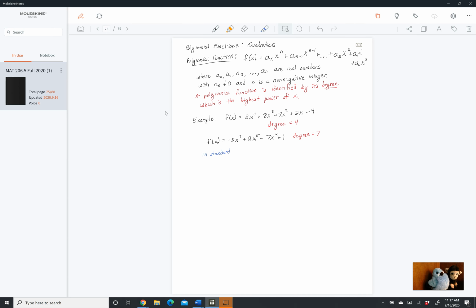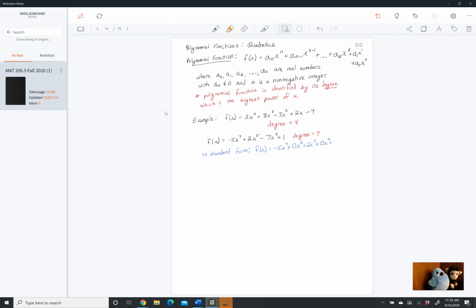So in standard form, what we would do is we would put in placeholders. So it would become negative 5x to the 7th, and because there is no x to the 6th, we put in a 0 as the coefficient. So 0x to the 6th, and you can either add that or you could subtract it because it's 0, so it makes no difference. Then we have our plus 2x to the 5th. We're missing an x to the 4th, so again, we put in a placeholder.